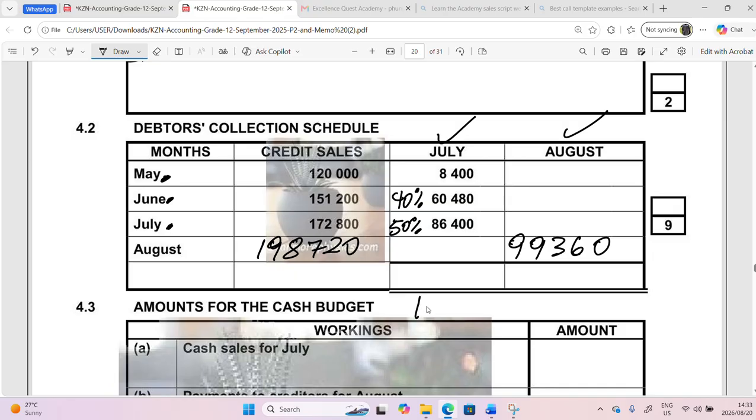So let's take our July credit sales of 172,800 and multiply by 40%, and then we should get an amount of 69,120. And then for August, the month that follows is September. We do not have September there on top.